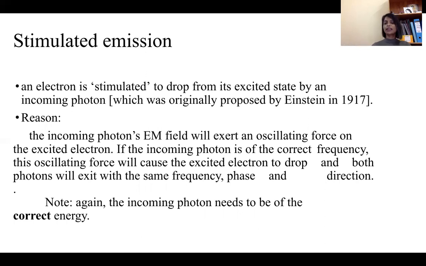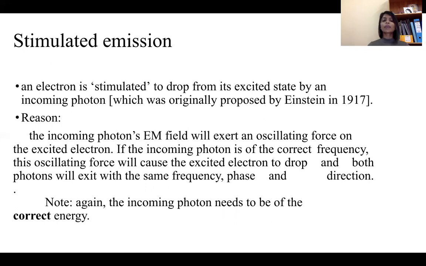with that energy gap, so that we have the incoming photon coming out, as well as this incoming photon's electromagnetic field exerting some oscillating force on the excited electron, and it forces it to go back to its ground state by emitting another photon. So we have two photons coming out of the system.